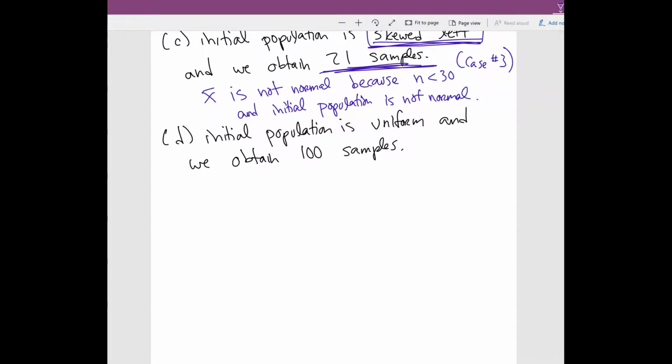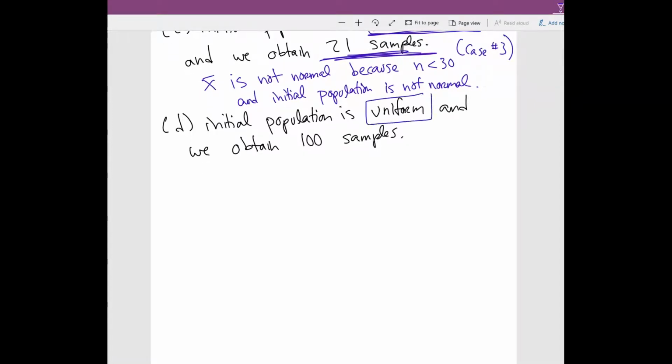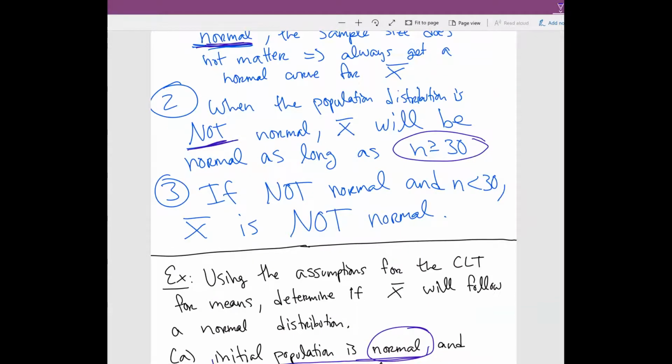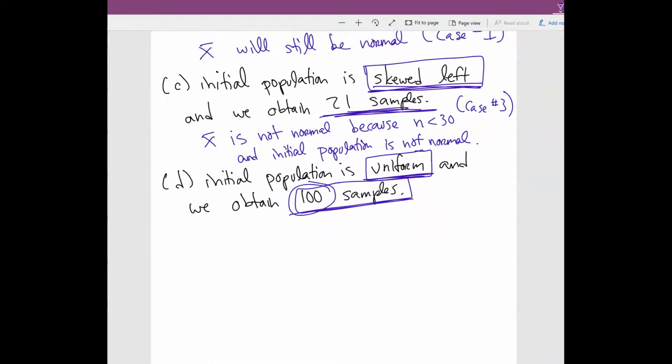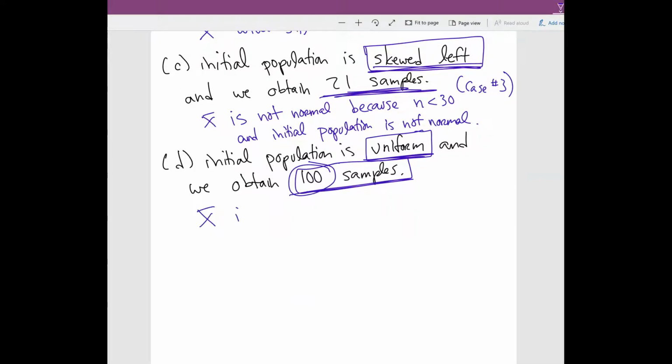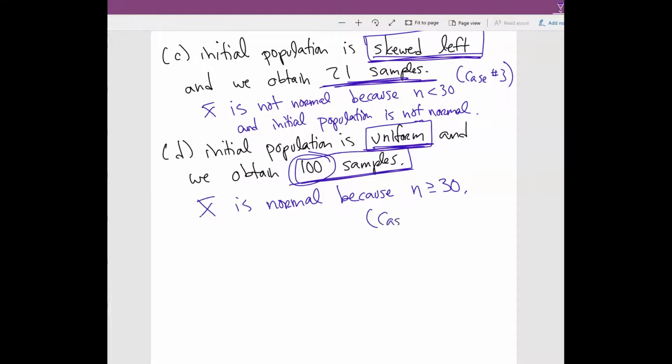Then part D says the initial population is uniform, and we obtain 100 samples. Because it's uniform, that's not normal, so we're in case 2 again. It's not normal, so we check if n is greater than or equal to 30. In this case, 100 is greater than 30, so x bar will be normal, because n is greater than or equal to 30. Even though the initial population was not normal, the n value was large enough. So this is case number 2.